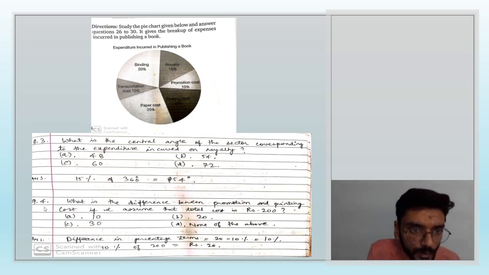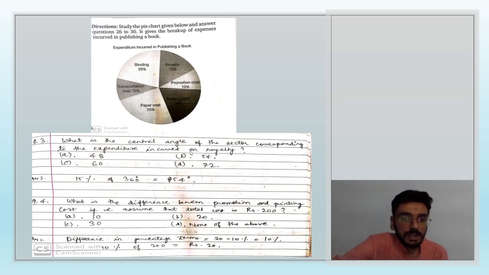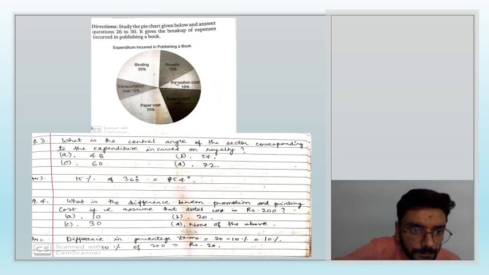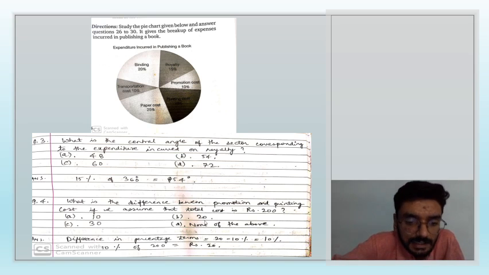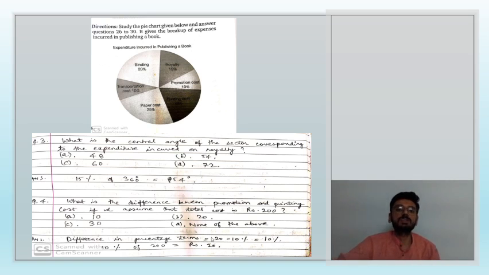Moving on to the next question. Question number 4. What is the difference between promotion and printing cost if we assume that the total cost is rupees 200? What is the percentage of promotion? Promotion is 10% and printing cost is 20%. So the difference between the two is 10%. The answer would be 10% of 200, which comes out to be rupees 20, and hence the right answer would be B, 20, amongst the 4 options: 10, 20, 30 and none of the above. Moving on to the last question.